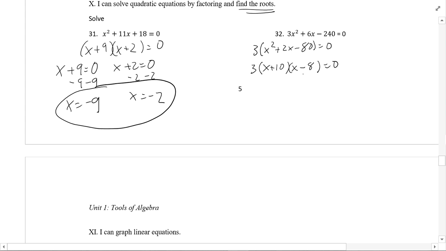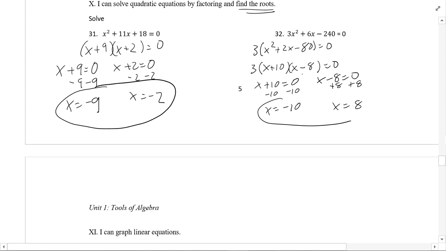All right, and again, I'm solving for x, but only these 2 have x, so I don't need to worry about the 3. I'm going to set x plus 10 equal to 0, and I'm going to set x minus 8 equal to 0, and then I'm going to go ahead and solve. So here I'm going to subtract 10 from both sides, so I get x equals negative 10. Here I'm going to add 8 to both sides, so I get x equals 8. So my two solutions, or my roots, are negative 10 and 8. And again, remember, these are the 2 points where your parabola would cross your x-axis.